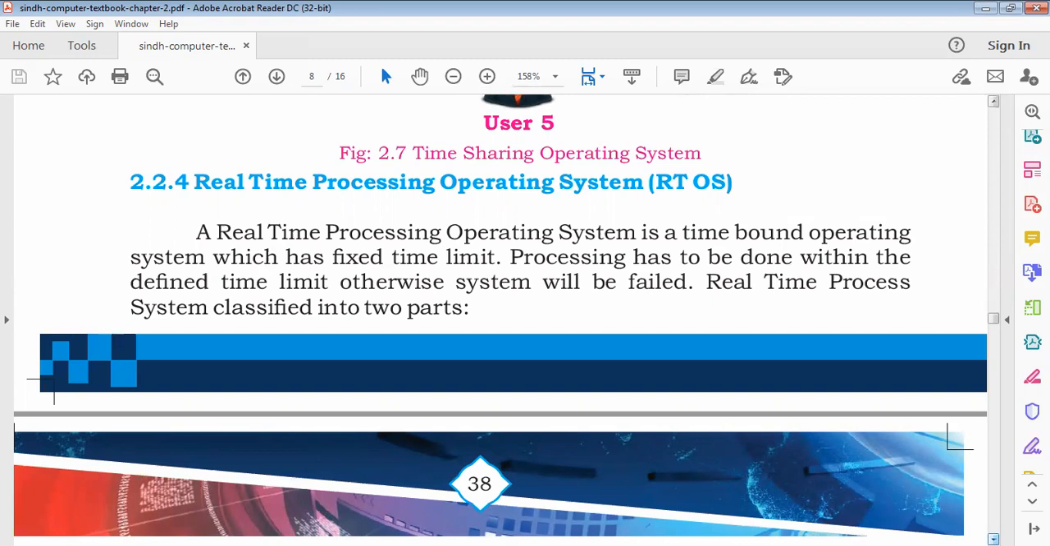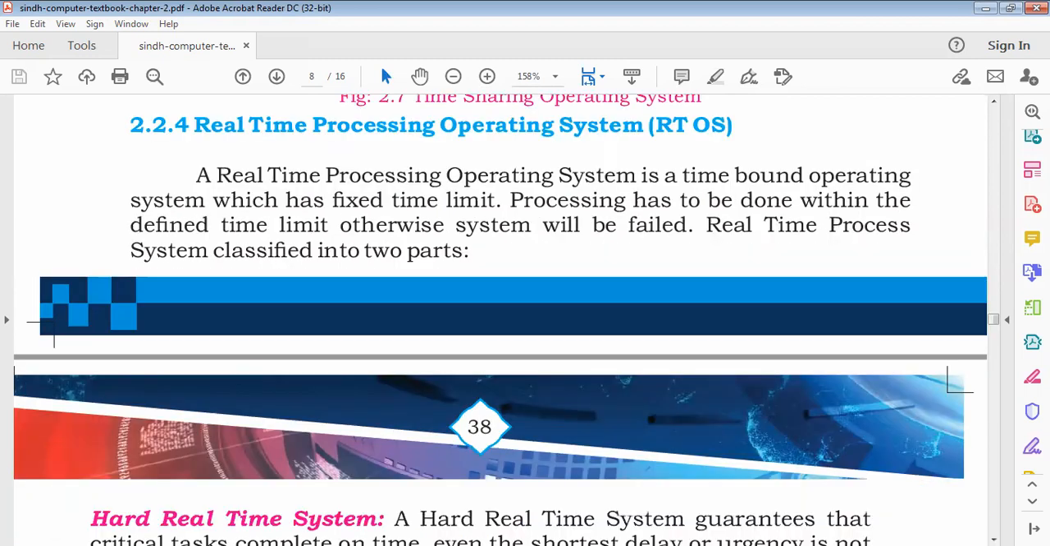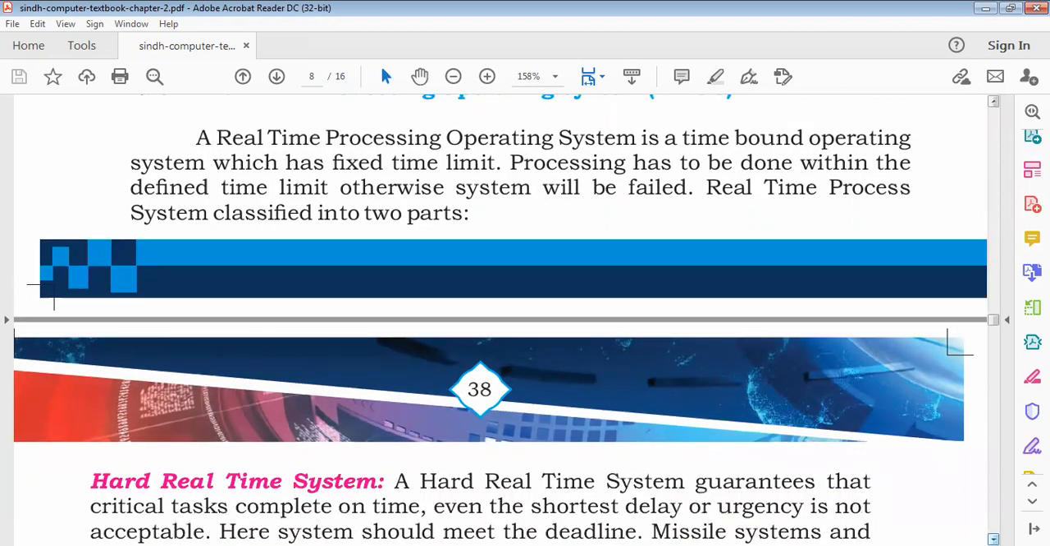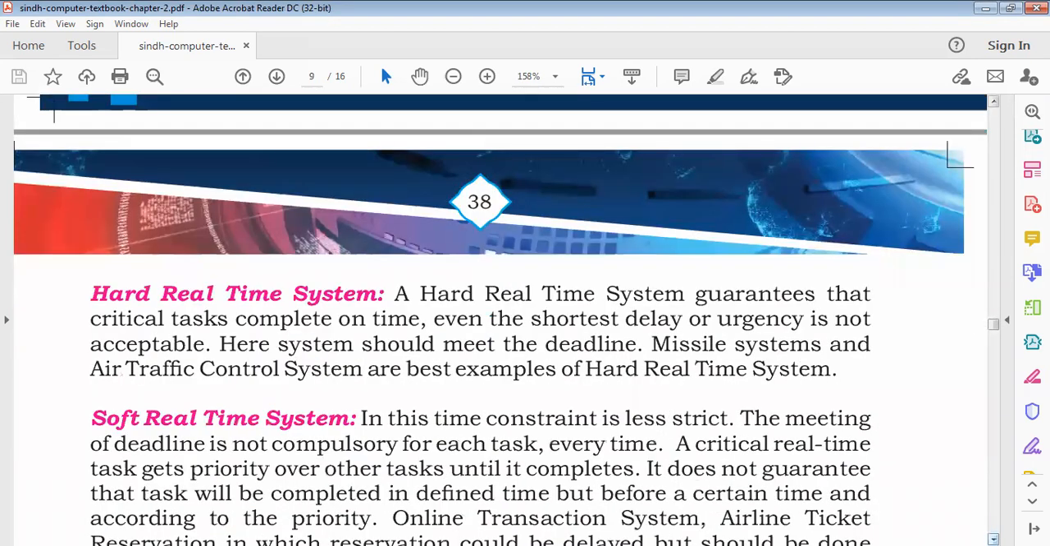Real time means it is used for doing tasks which are very time bounded. They need to be processed quickly, or within a fixed given time. If the computer is not able to process in that particular time, then this will cause system failure. Now there are two types of real time operating system. One is hard real time and one is soft real time system.